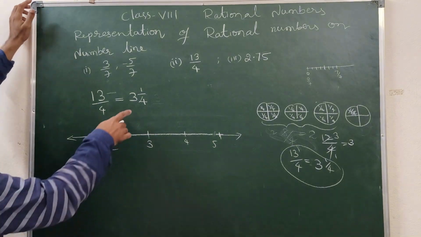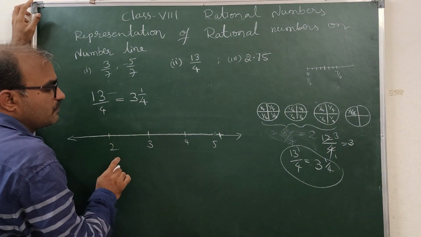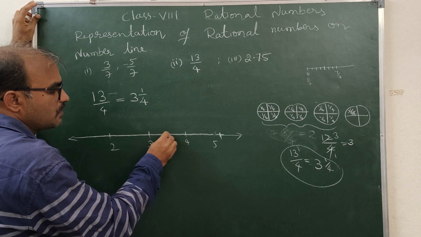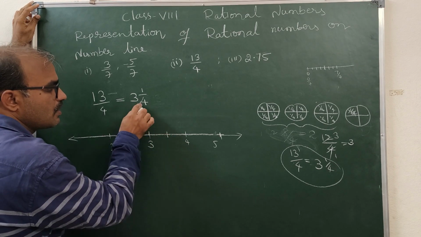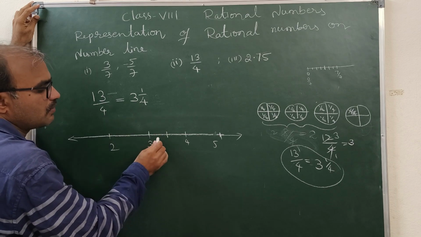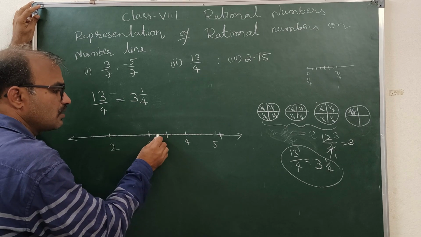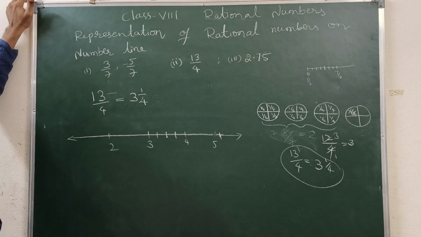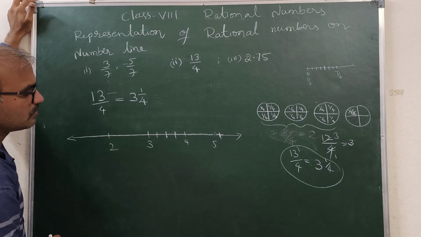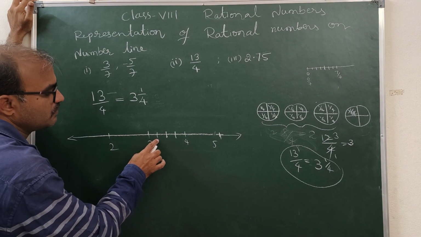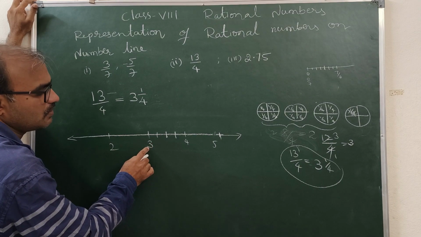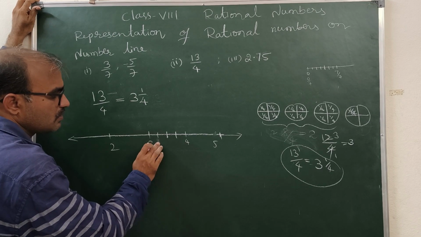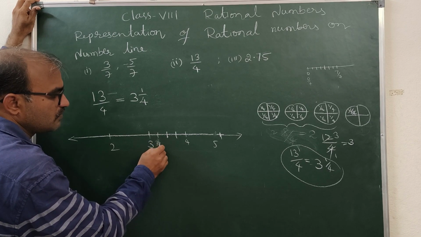Now you have to make 4 equal parts, right? To make 4 equal parts, you keep only 3 lines. In the middle keep 1 line, in between them 1 more line, and in between them here 1 more line. So 4 equal parts are made, right? So now this is 1/4. After 3 wholes, this is 3 wholes 1/4.